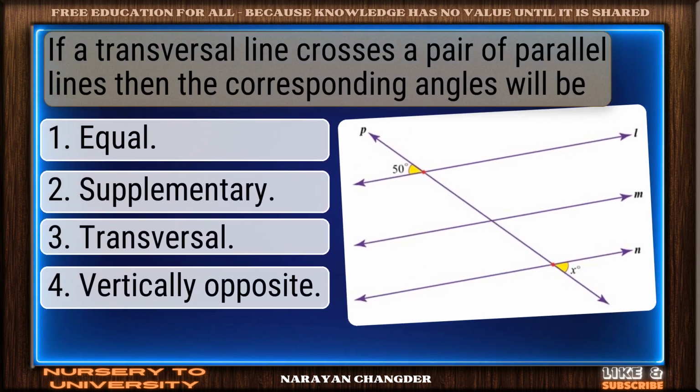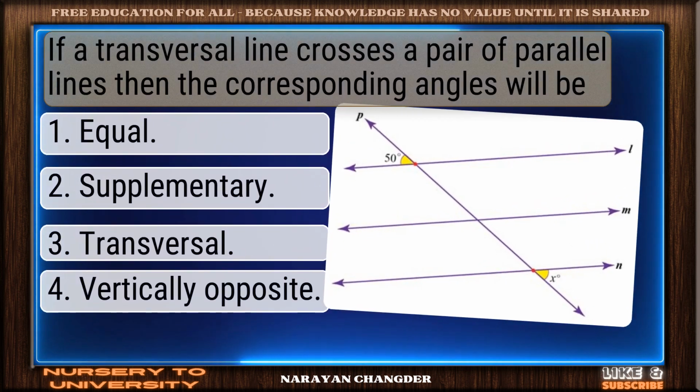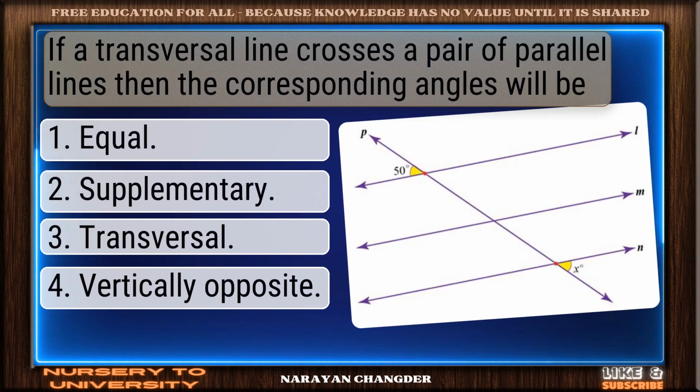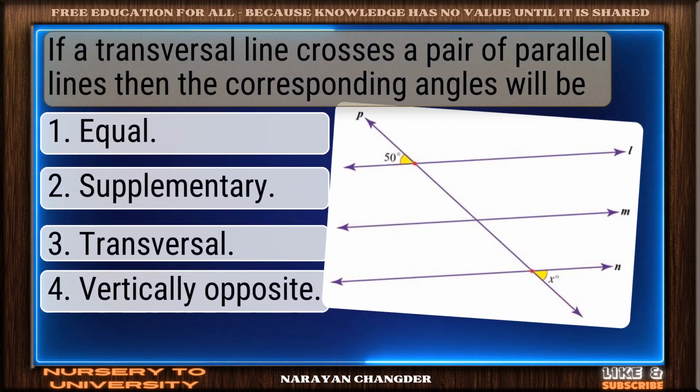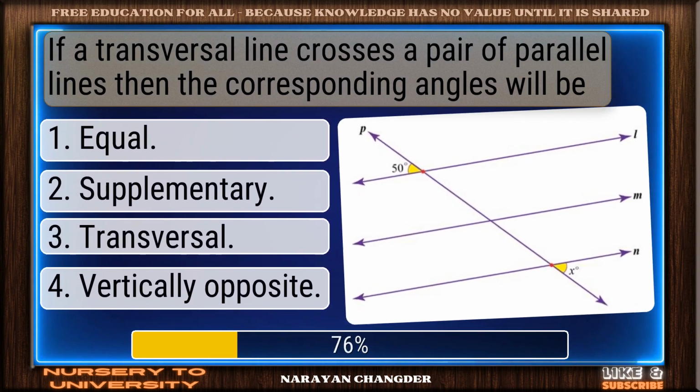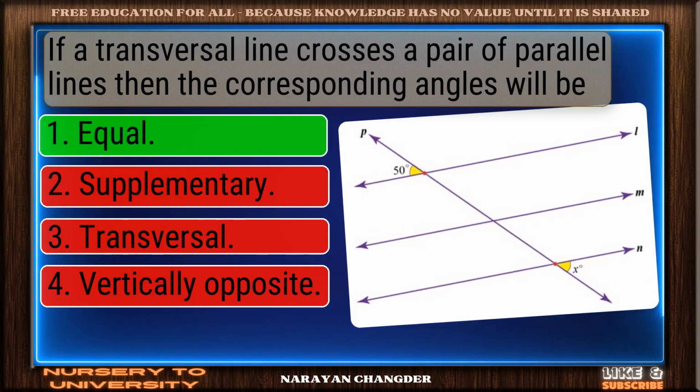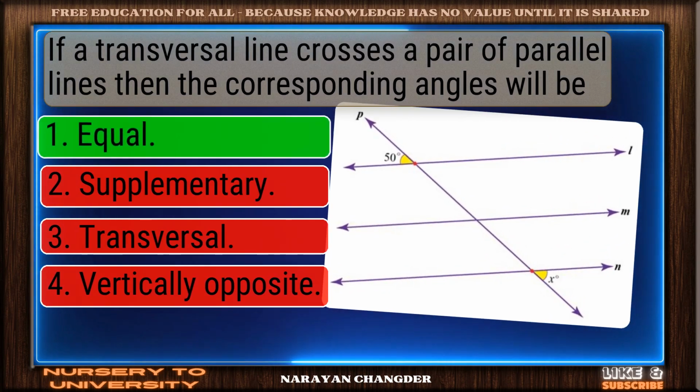Question number 39. If a transversal line crosses a pair of parallel lines, then the corresponding angles will be. Smart pick. Equal is the correct choice.